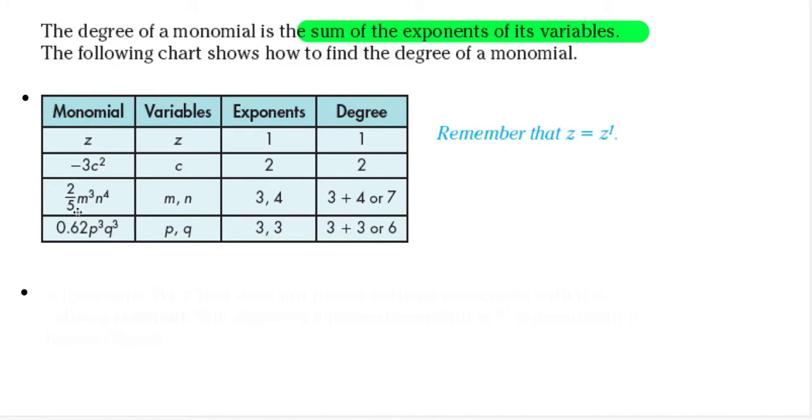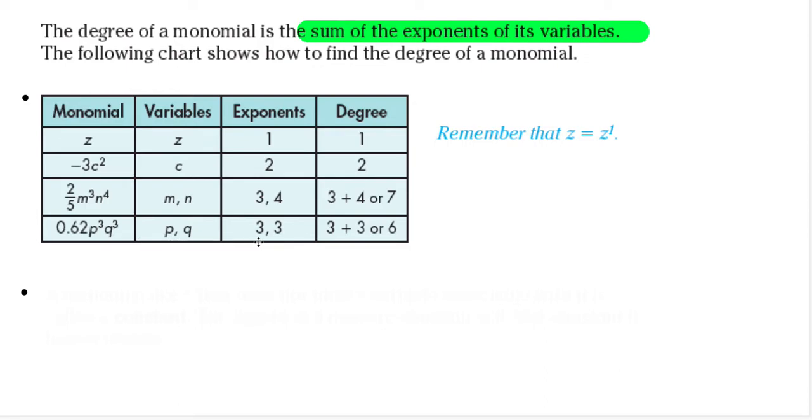Let's consider this monomial, 2/5 m cubed n to the fourth. The variables are m and n. The exponent of m is 3. The exponent of n is 4. We simply add the exponents. The degree of this monomial is 7. And lastly, 0.62 p cubed q cubed. The variables are p and q.